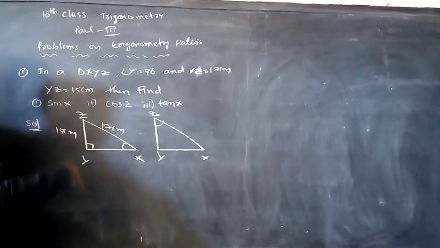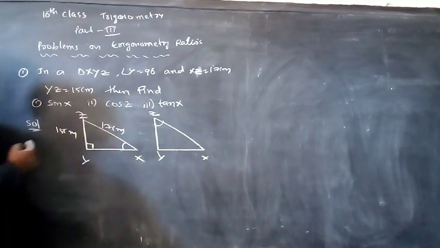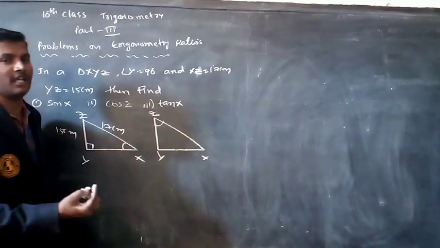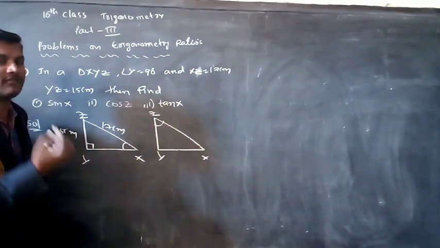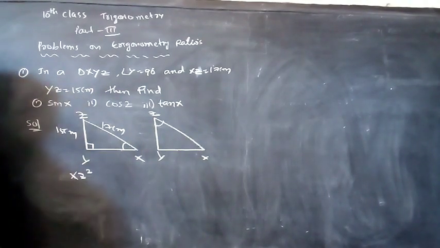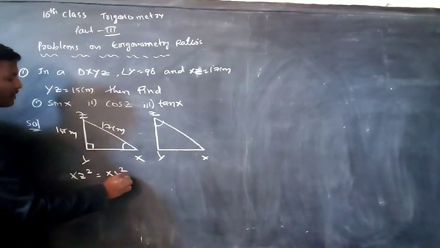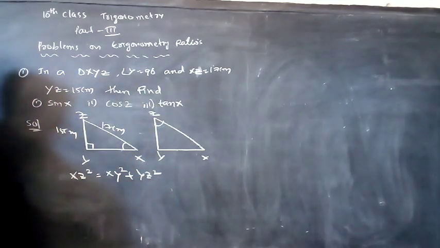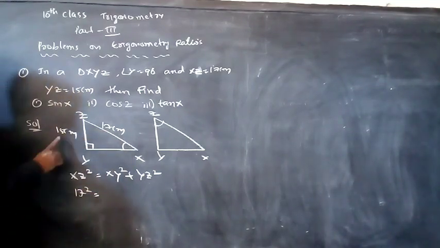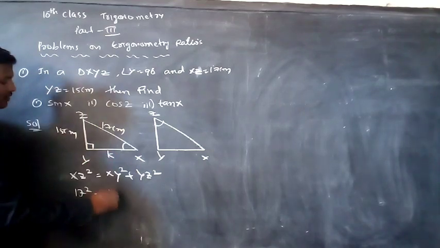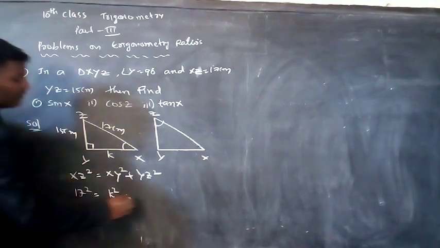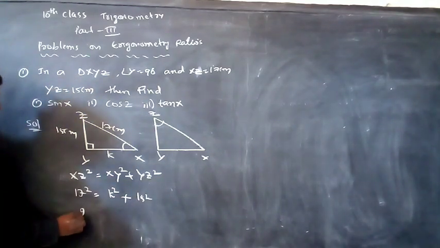This is a right angle triangle. In a right angle triangle, we can use Pythagoras theorem. What is Pythagoras theorem? In a right angle triangle, the square of one side is equal to the sum of the squares of the other two sides. By using that, what can we write? XZ square is equal to XY square plus YZ square. What is the length of XZ? 17 square. What is the length of XY? Not given, but this is k square, plus what about YZ? 15 square.